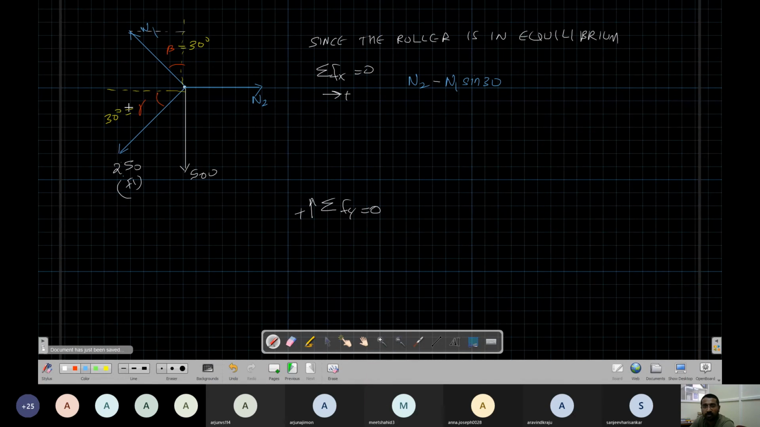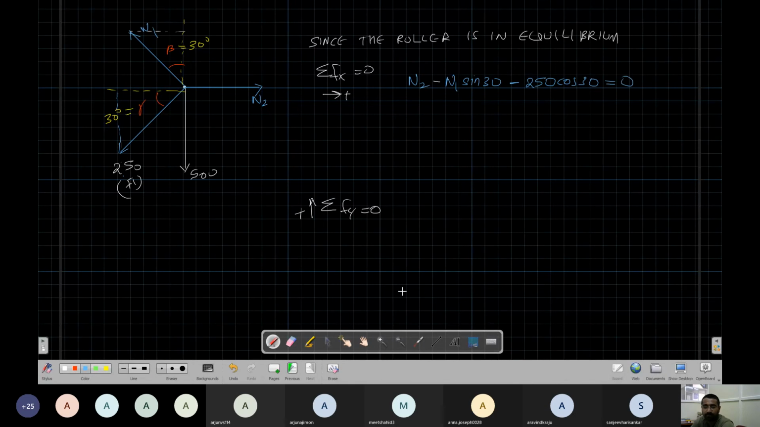So 250. So this is what we need. There is a component in this direction. There is a component in this direction. So this direction component is what we need. So that is 250 cos gamma. So that is also minus 250 cos 30 equal to 0.